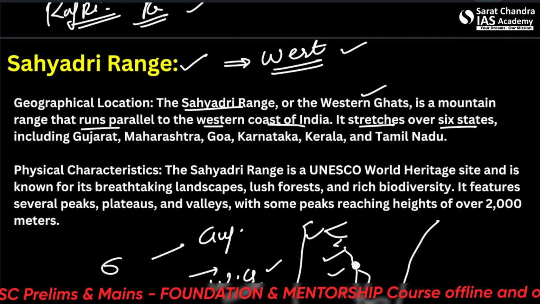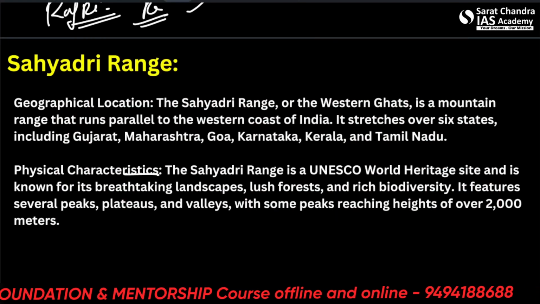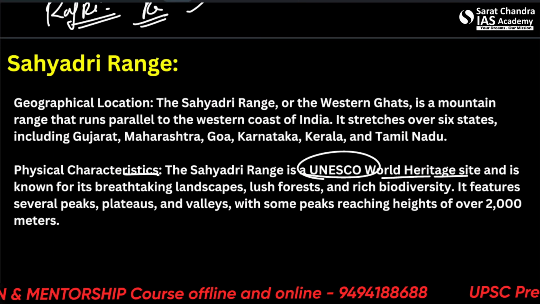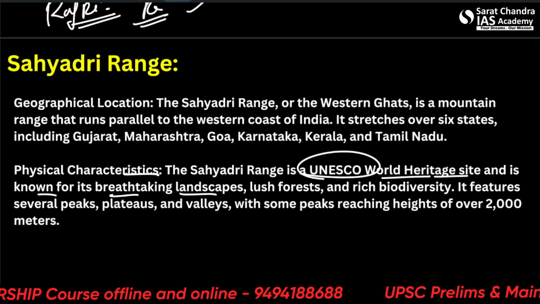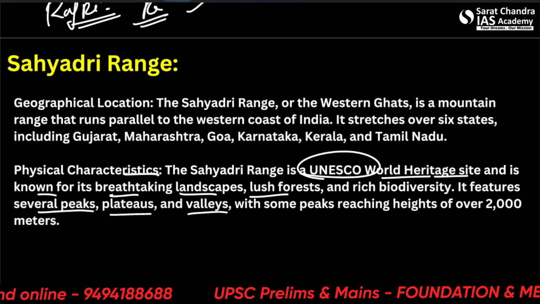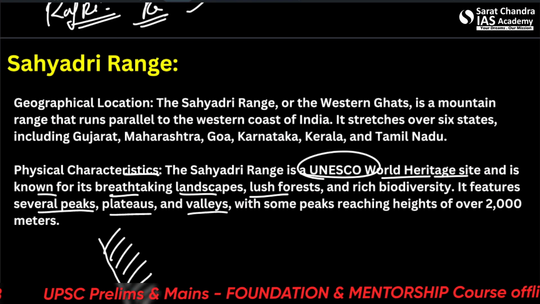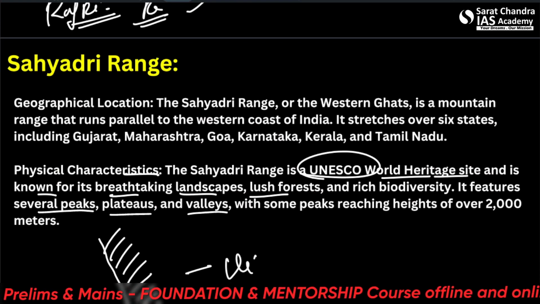Alright, don't just focus on Kerala. So the physical characteristics: the Sahyadri range is a UNESCO World Heritage Site. It is known for its breathtaking landscape, lush forest, etc. It features several peaks, plateaus, and valleys. Basically, this is the most biodiverse region of India compared to the Himalayan ranges as well.